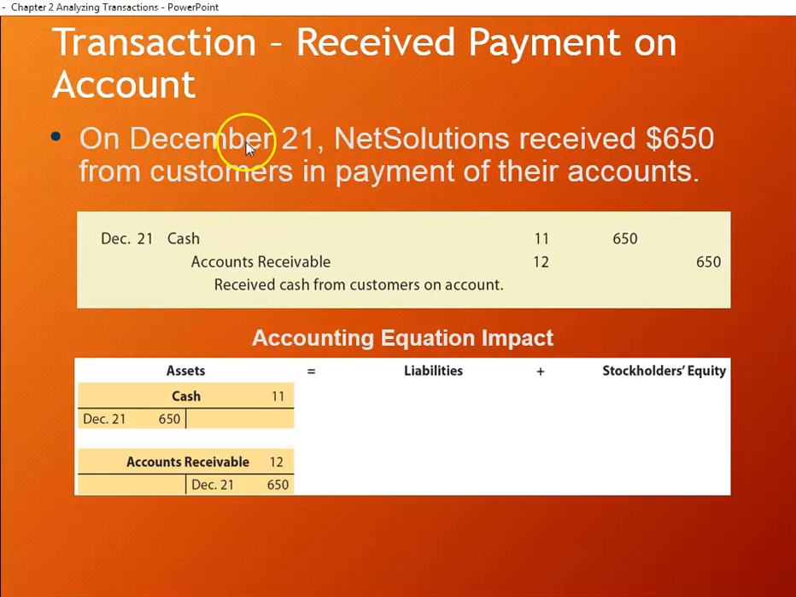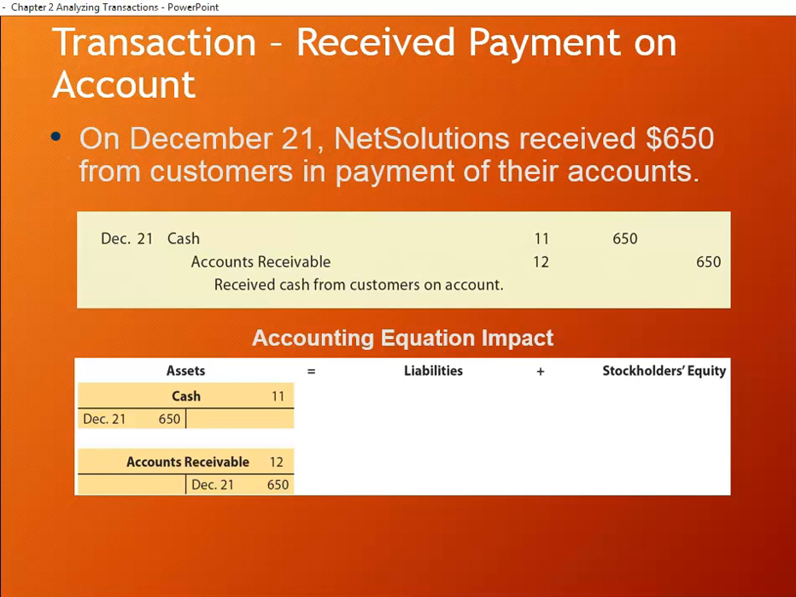Says on December the 21st, NetSolutions received $650 from customers in payment of their accounts. Right, so a couple slides back, we said that NetSolutions had earned $1,750 for services provided, and that we had set up $1,750 in accounts receivable. I mentioned at the same time that we didn't know if that $1,750 was from one client or more, and we still don't actually.